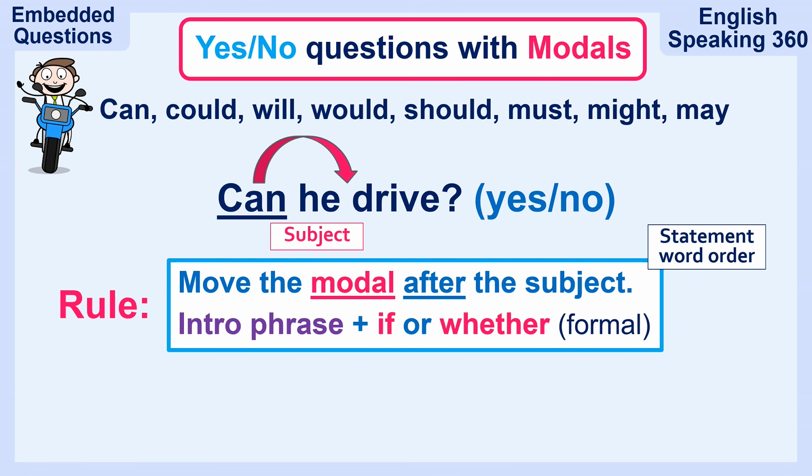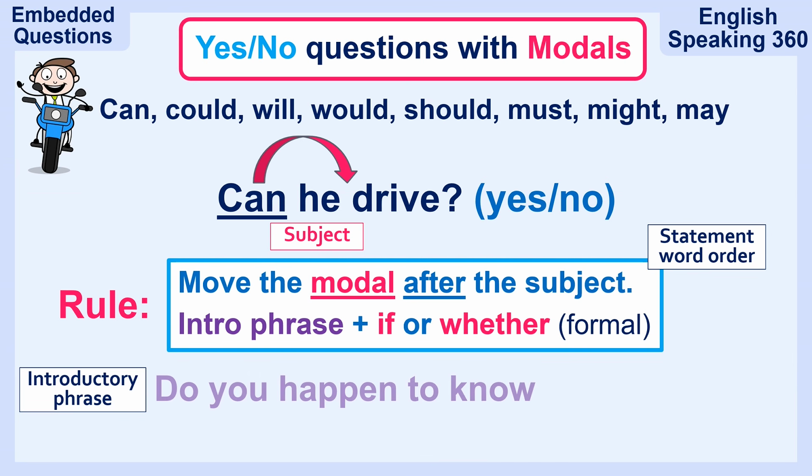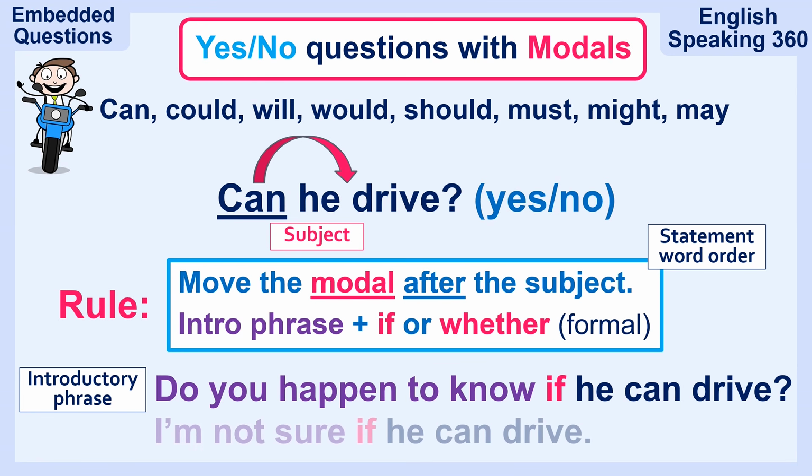After that, you just need an intro phrase plus if. Let's do it right here. Do you happen to know? So that's your intro phrase plus if, plus the rest of your sentence in statement word order. Do you happen to know if he can drive? That is a very polite question. And if you want to reply, you can say, I'm not sure if he can drive. And that sentence also contains the same embedded question.